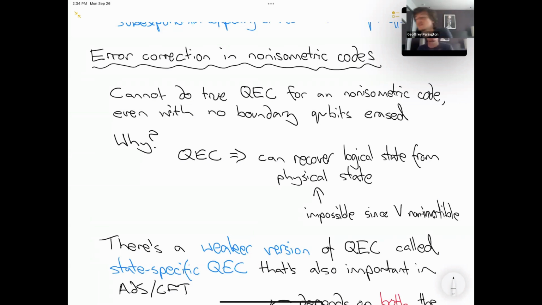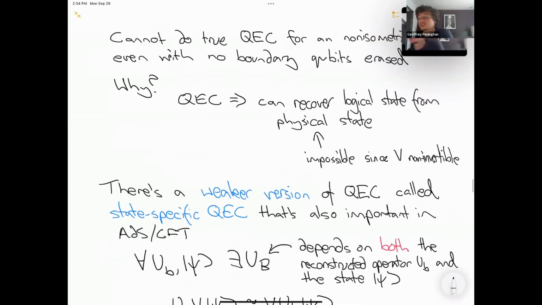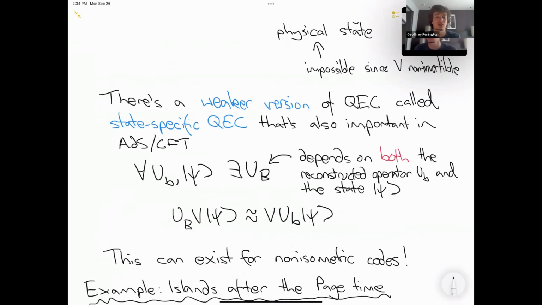But it turns out that there's a weaker version of quantum error correction called state-specific quantum error correction, which was first introduced in the context of AdS/CFT in a paper I wrote with Patrick Hayden. Its most precise form was introduced by me and Chris Akers. There were also earlier, closely related things, the state-dependent mirror operator reconstructions of Papadodimas and Raju, that are very similar in spirit.